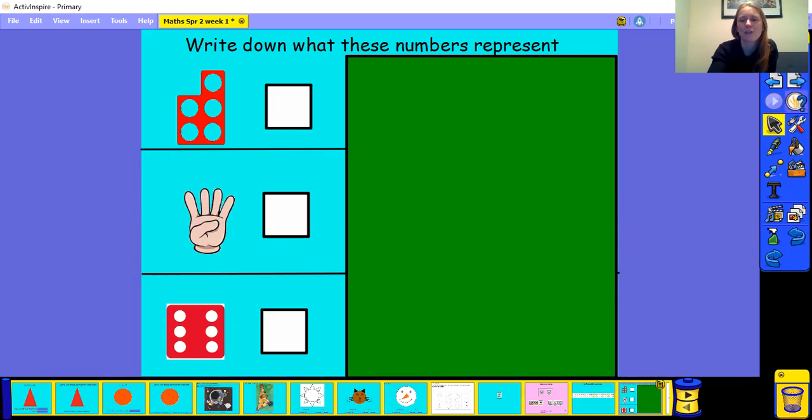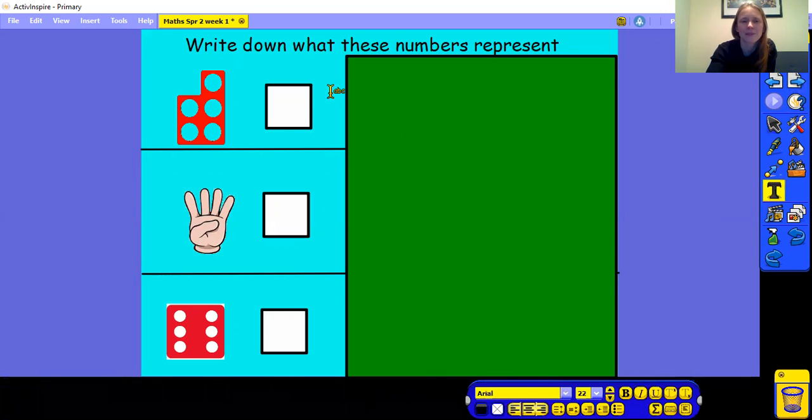Okay, now that you've had a go, let's do it together. So here we have a Numicon piece. Did you work it out? The number that it represents is 5. What about this hand? How many fingers can you see? That's right, there are 4.